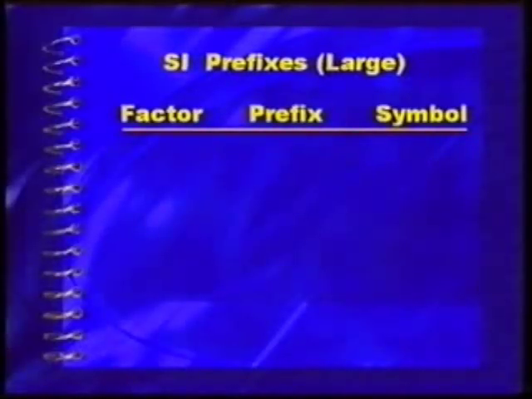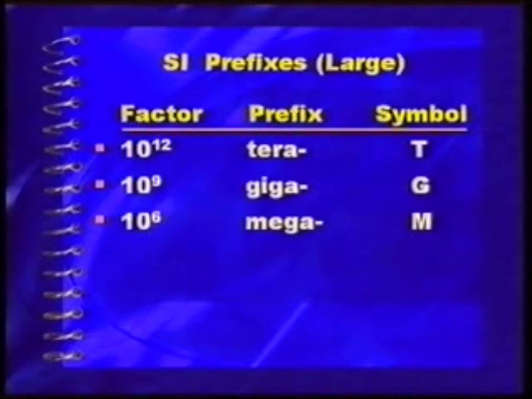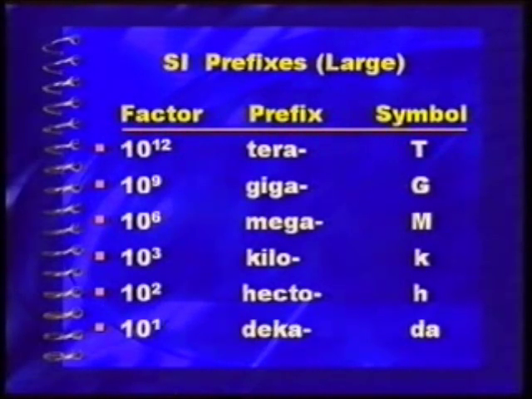If we look at some large prefixes, as they're called, then the first one we come across is tera, with a symbol T, capital T. There's a giga, and you might have heard of a hard disk drive that has, for instance, 20 gigabytes. 10 to the power of 6, that means a million, is mega. 10 to the power of 3 is kilo. 10 to the power of 2, hecto, not used very much, and a deca as well. Now, those are units for large measurements.